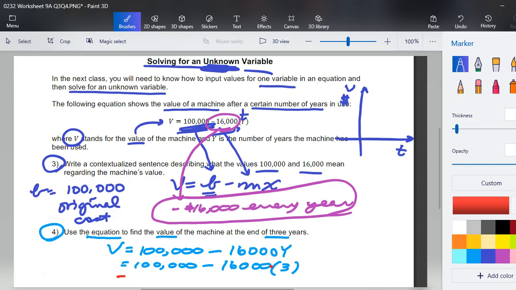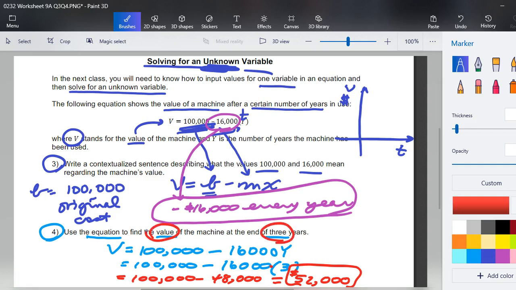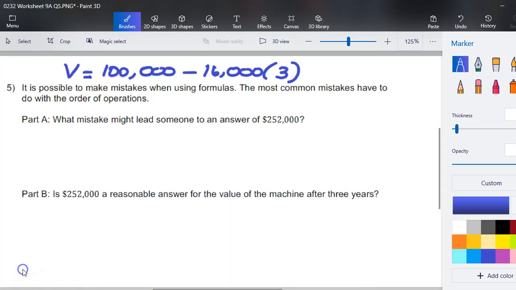So I'm getting 100,000 minus 48,000, and that would be... so we use the equation, we have found a value, and we found the value at the end of 3 years being $52,000.